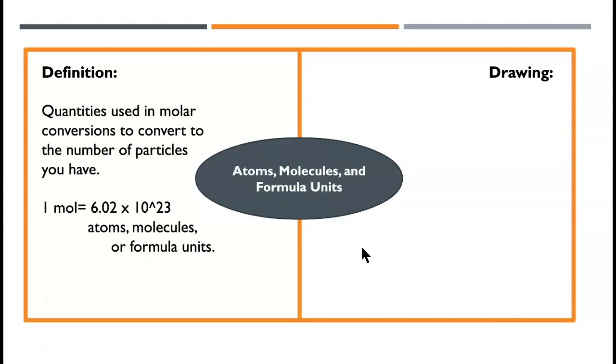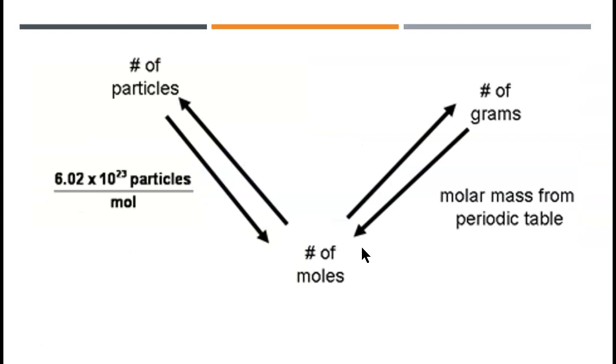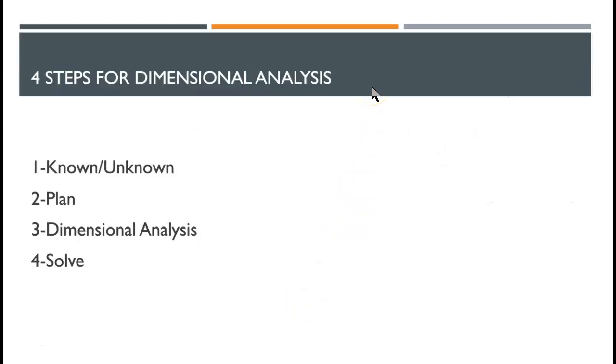And then atoms, molecules, and formula units, those are quantities used in molar conversions to convert to the number of particles you have. So for instance, 1 mole can equal 6.02 times 10 to the 23rd atoms, molecules, formula units, compounds, ions, etc. So this is another way to remember GMA, which now is flipped. When it says number of particles, we're thinking of A for atoms, G for grams, M for moles. GMA is grams to moles to atoms.